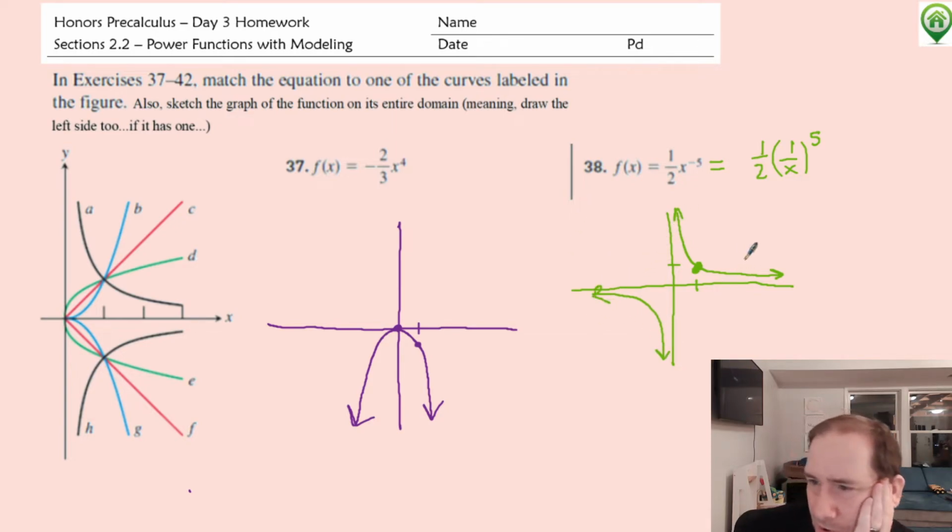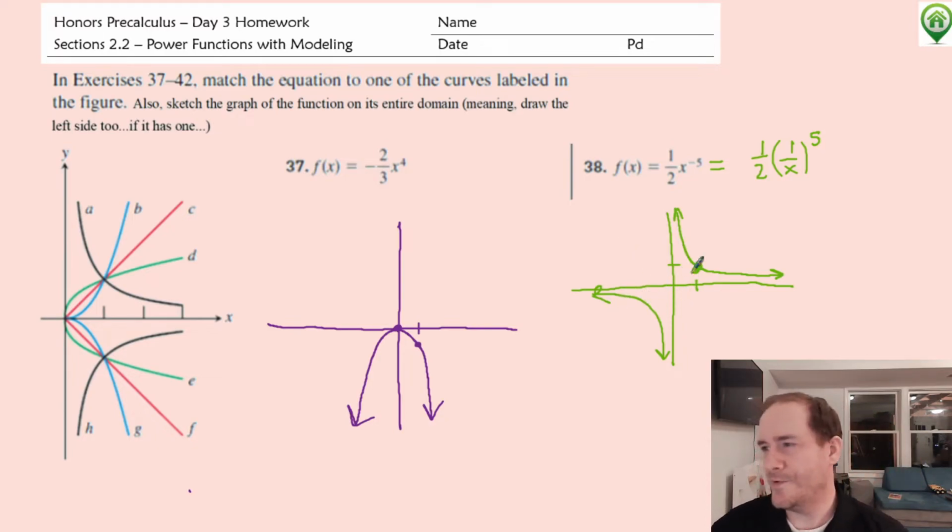So we're matching our graph up with sort of A for its right-hand side, and then it has even symmetry. That's how we find the left-hand side. Super psych. I meant to say odd symmetry. So bounce it over the y-axis and then over the x-axis too.